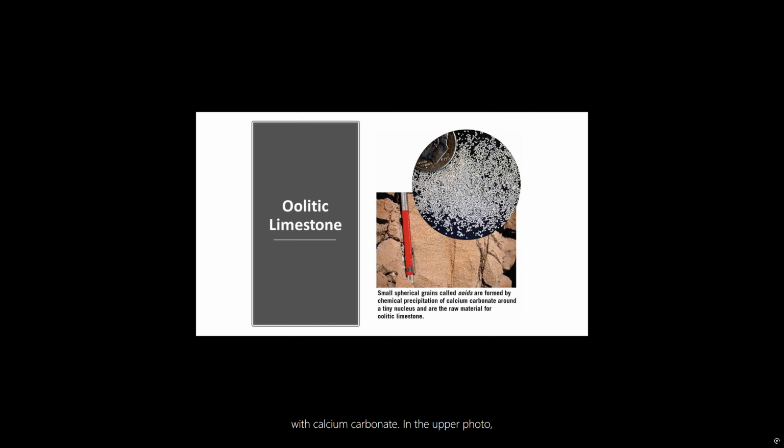In the upper photo, you can see modern ooids formed today in places like the Bahamas. Notice the dime for scale. The lower picture is an oolitic limestone. Ooids are the raw material for oolitic limestones.